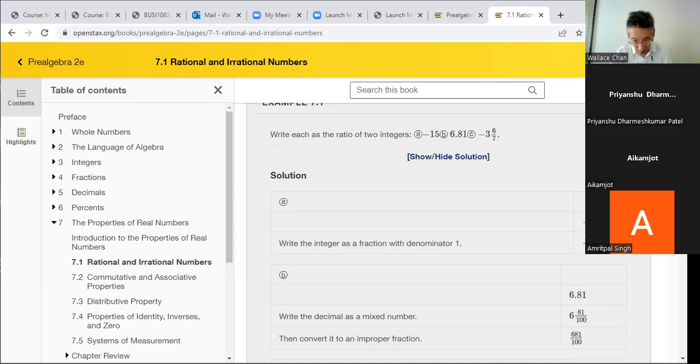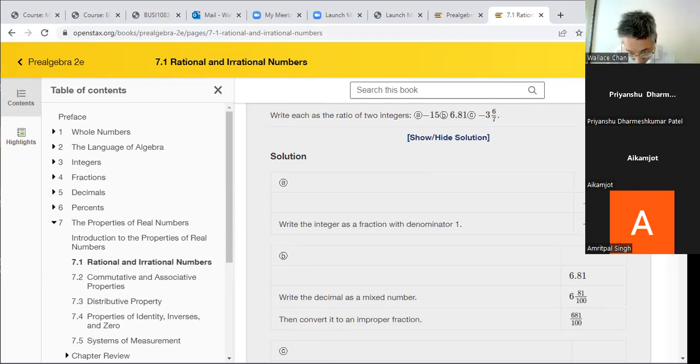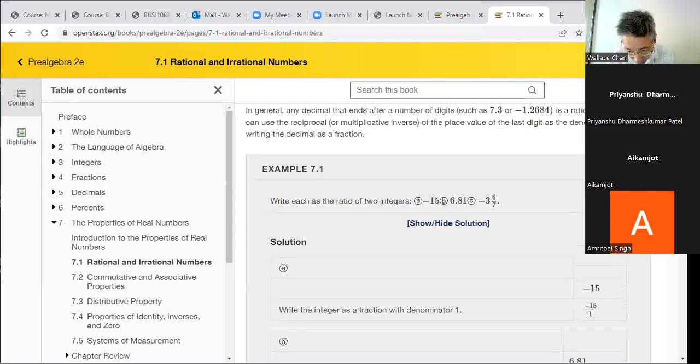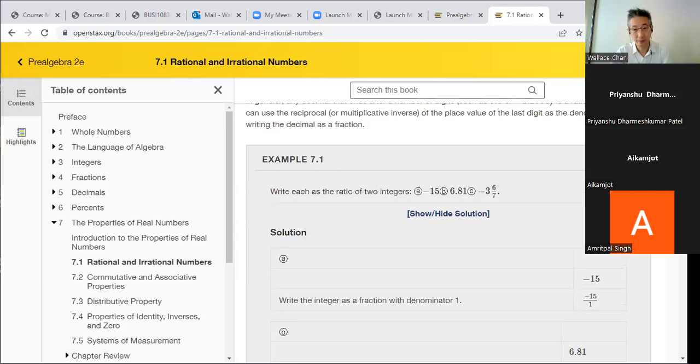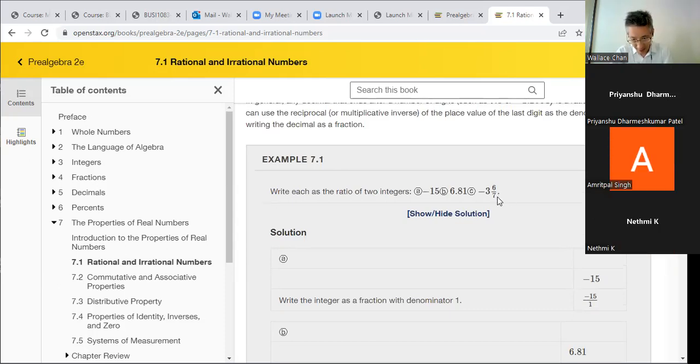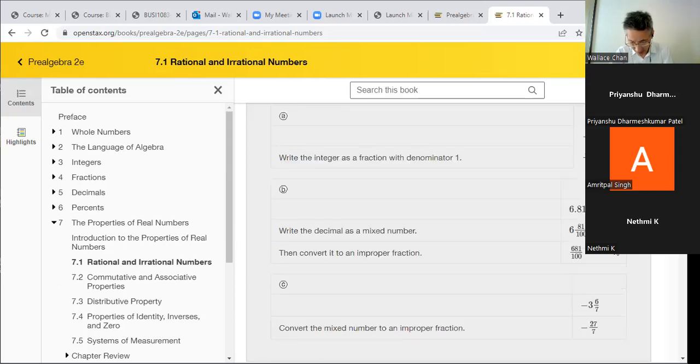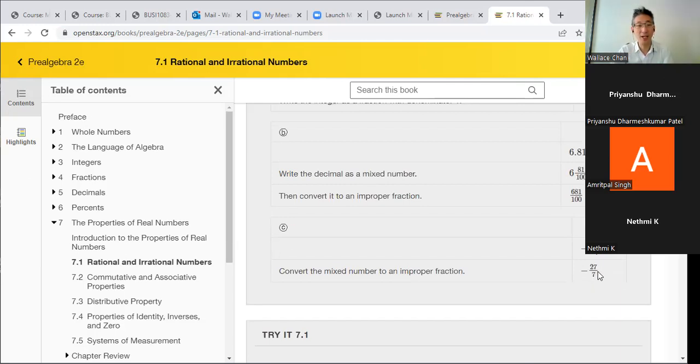Now the third one is already a fraction, but it's a mixed number. So all you need to do is change it to an improper fraction. Do you still remember how to do it? Negative 27. Yes, 7 times 3 is 21, plus 6 is 27, right? 27 divided by 7, exactly. But don't forget about the negative sign.